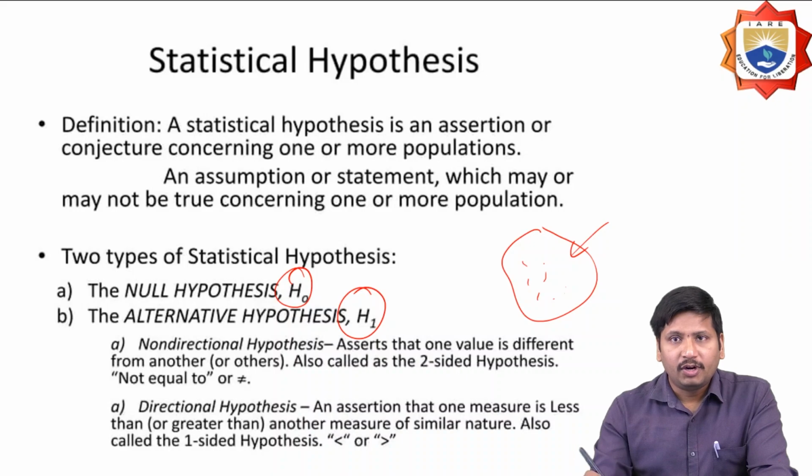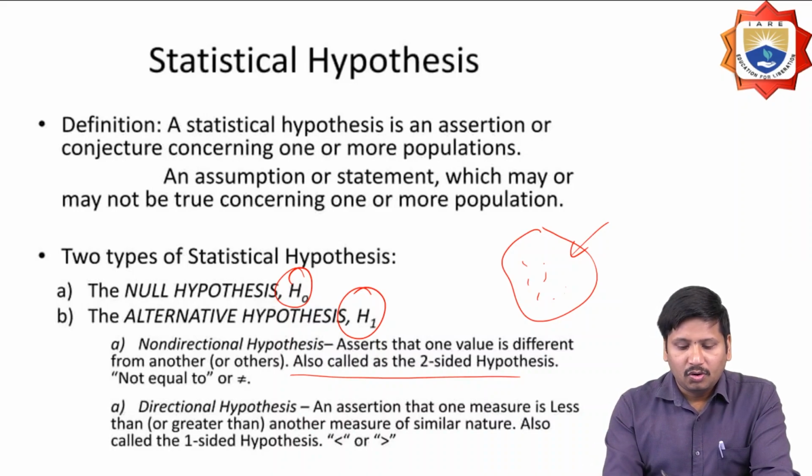That's it. So for that, it is going to be classified into two types, null and alternative hypothesis. Again, this alternative hypothesis is going to be classified into two types: non-directional hypothesis and directional hypothesis. Non-directional hypothesis asserts that one value is different from another, and is also called a two-sided hypothesis. And directional hypothesis means an assertion that one measure is less than another, and is also called a one-sided hypothesis.